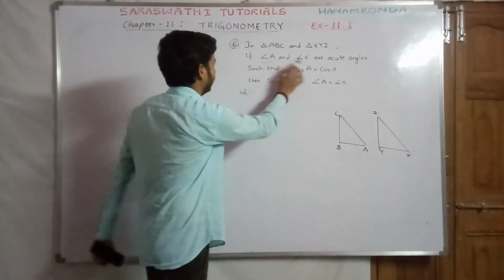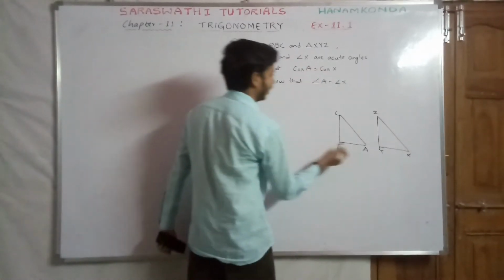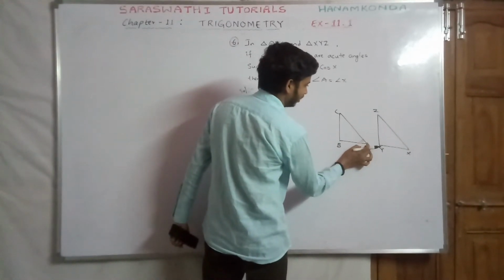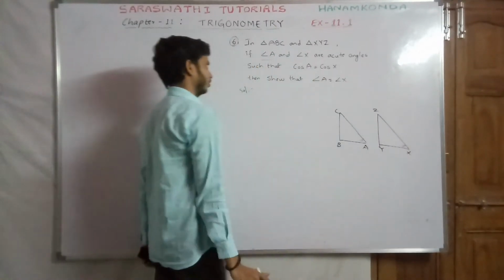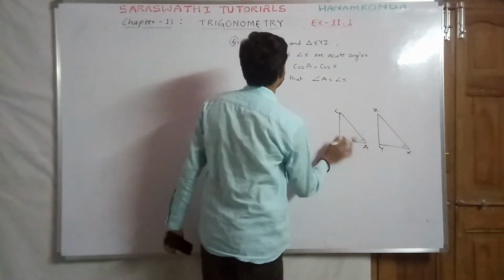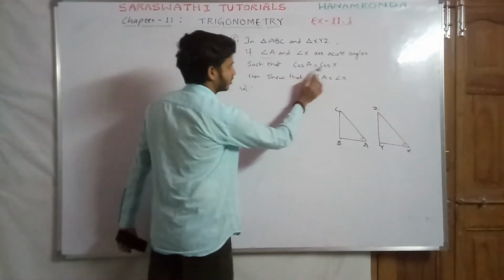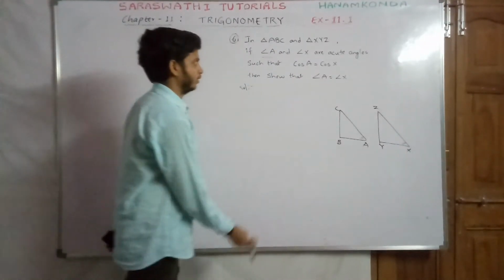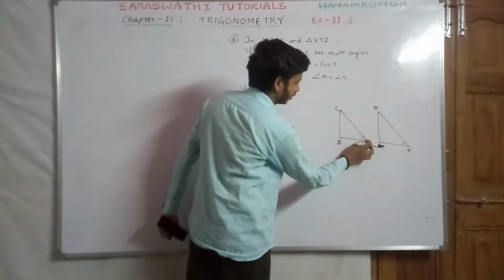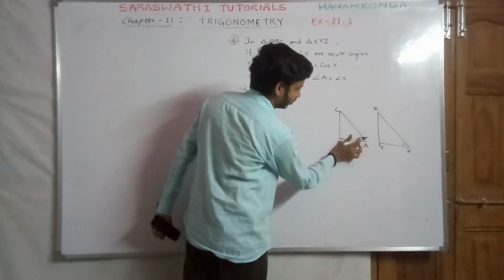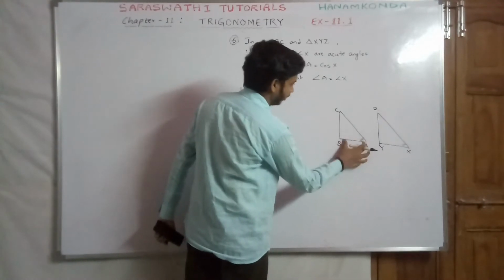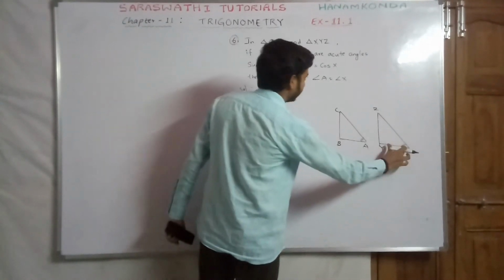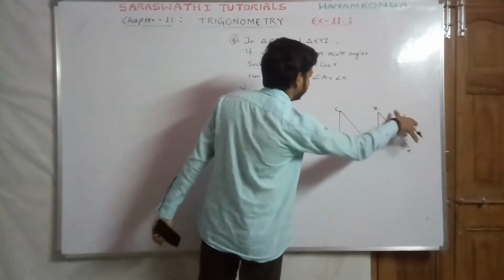Angle A and angle X are acute angles. That means angle A is less than 90 degrees, and similarly angle X must also be less than 90 degrees. These two are the acute angles mentioned in the question, such that cos A equal to cos X is given. Cos A means adjacent by hypotenuse, so adjacent to A is AB, by hypotenuse AC. Similarly, cos X means XY by XZ.